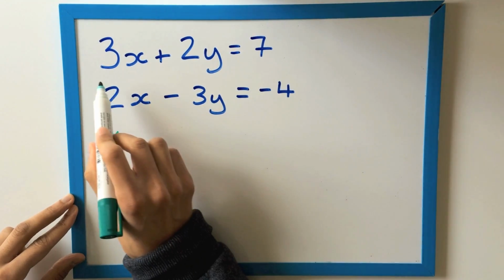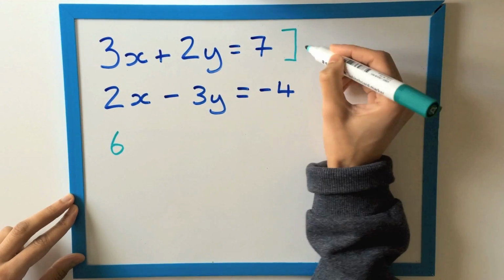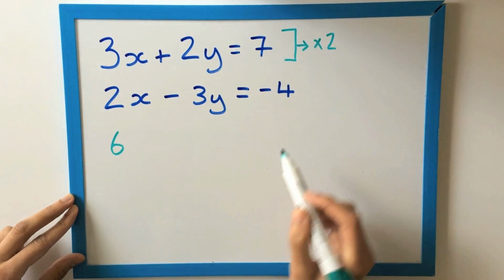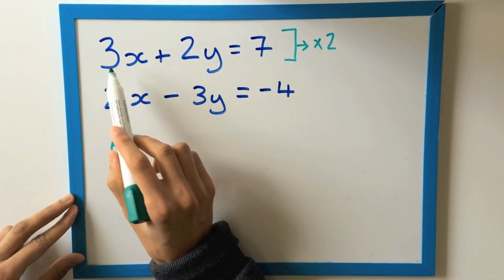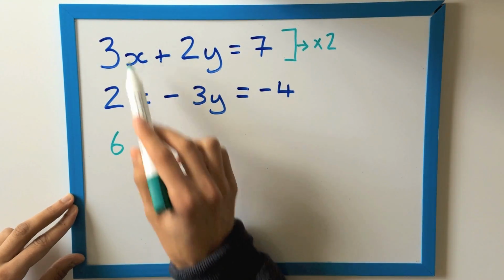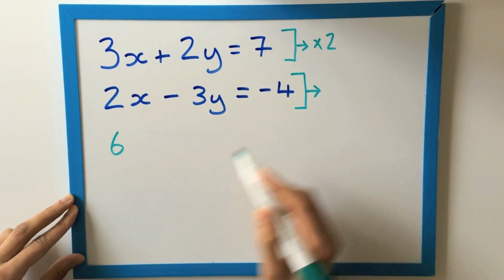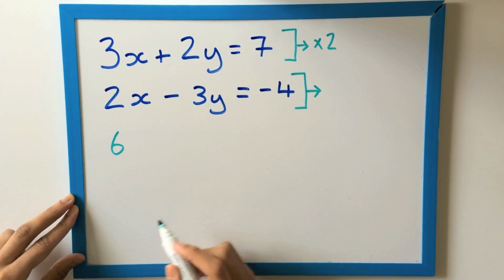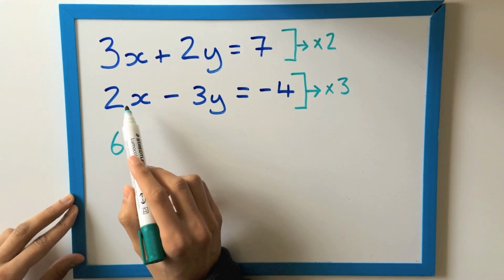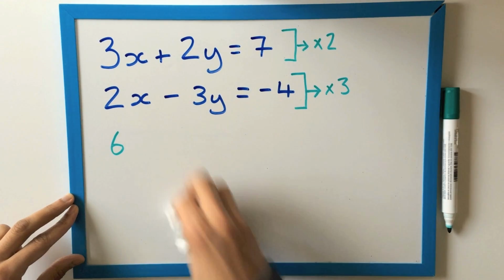We now need to multiply our first equation by 2. Now notice that this is the coefficient of the x term in the second equation, which will give 3x times 2, which will give us 6x. We can also do the same for our second equation, multiplying it by 3. If we multiply 2x by 3, we get 6x.